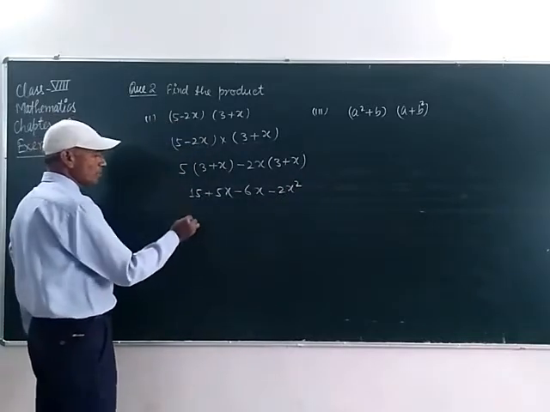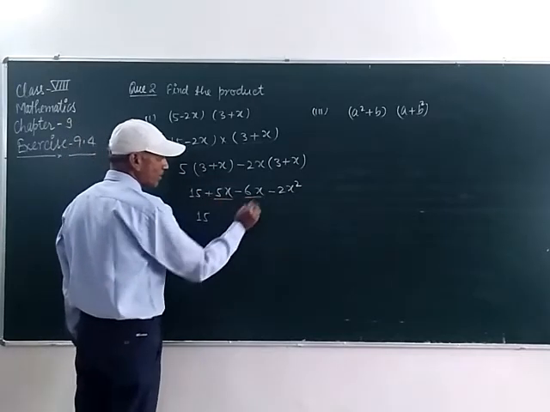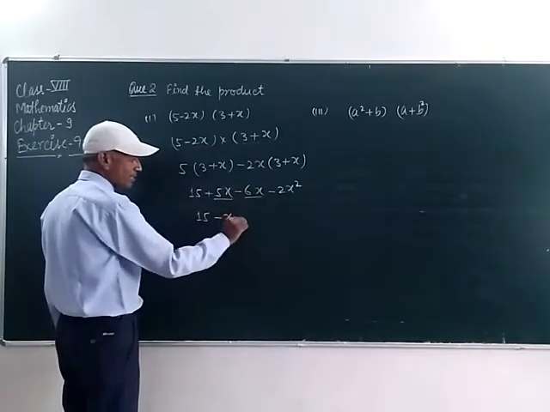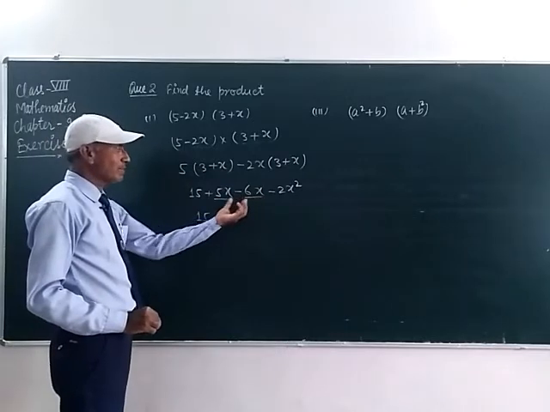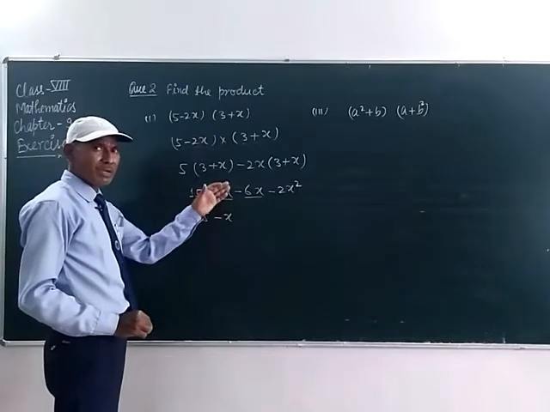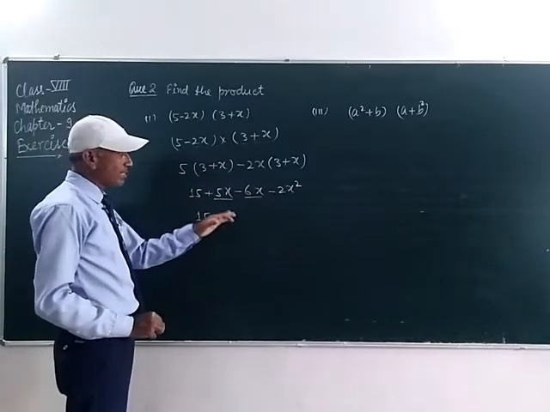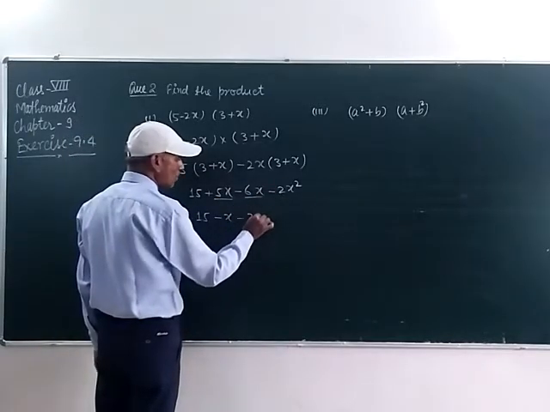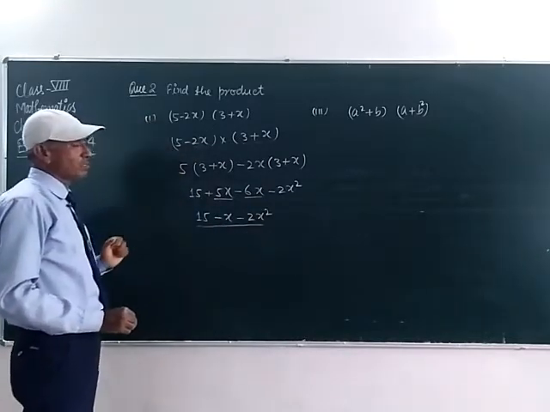And in this, student, it will be 15, and these are the like terms, students. 5x minus 6x, so it will be minus x. Clear, student? Minus 6x plus 5x. So from minus 6 we have to subtract this 5, so it will be minus 1. So minus x, and this one minus 2x square. This one is the solution of this part of the question, student.